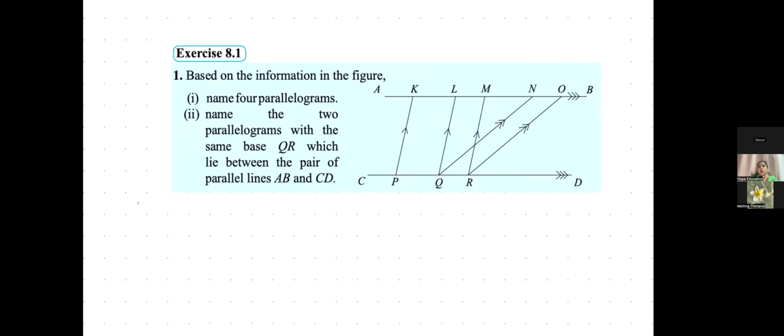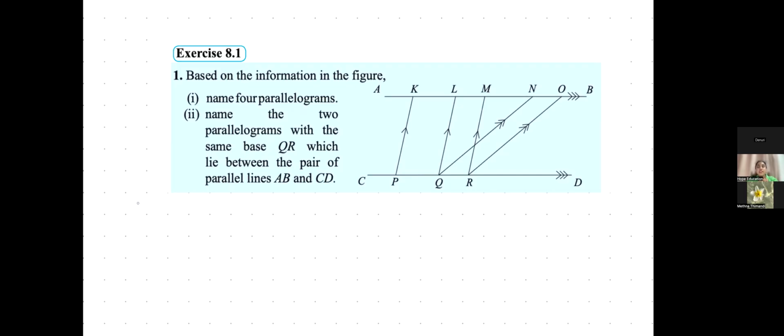Okay. Now, you can answer this, right? You know what parallelograms are. Parallelograms are quadrilaterals. Right? A quadrilateral is any shape with 4 sides. So parallelograms are quadrilaterals. That means they have 4 sides.